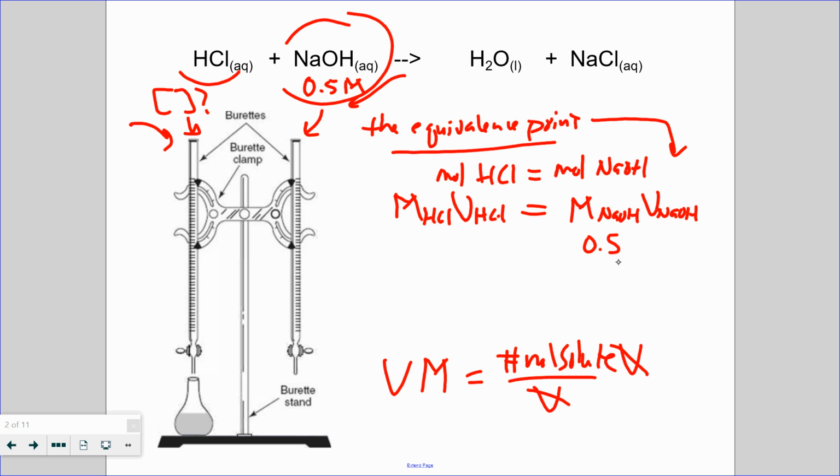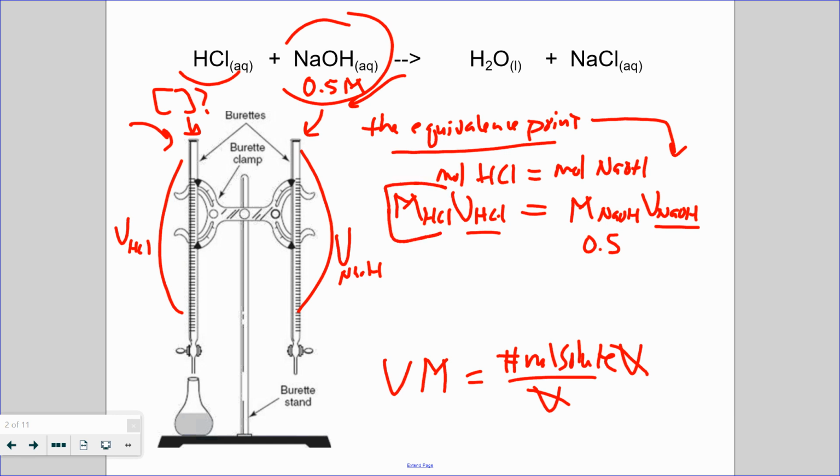And then I've got a device that will allow me to keep track of the volume of the NaOH, and I have a device that will let me keep track of the volume of the HCl. So I'll know this guy and I'll know that guy. And so the only thing I don't know is the molarity of the HCl, which is what I'm going to find by doing this titration.